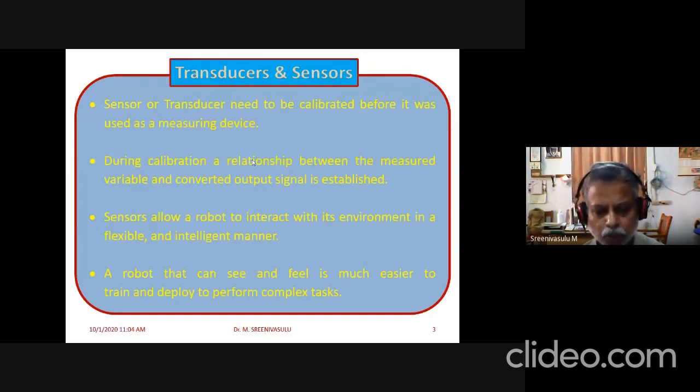Whereas for a robot, if it can see and feel, based on that kind of data, whatever it has seen and whatever it has felt, you can give some pre-derived instructions. That is how you can train your robot. So once you are able to train your robot on those grounds, you will be able to use that robot to handle even complex tasks.